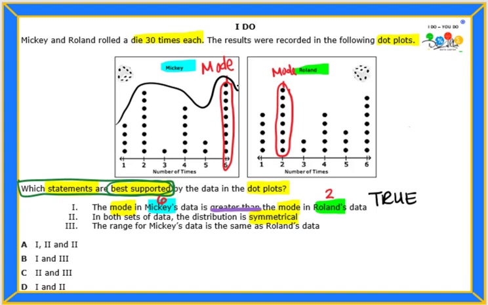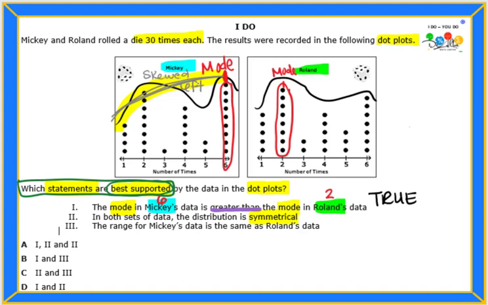And I'm going to look at the shape for Roland. Okay, and so if we're looking at the peak, I'm going to look at the highest peak. So even though it looks like it has 2 peaks, I'm going to look at it as this is the highest peak. Okay, so I'm going to look at it like this. And so I can see that the highest peak is all the way to the right. So the tail is to the left. And so this is skewed left.